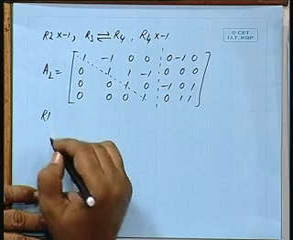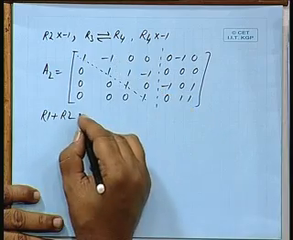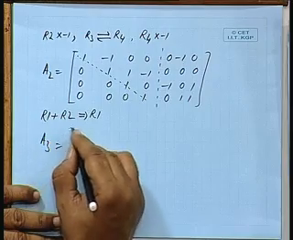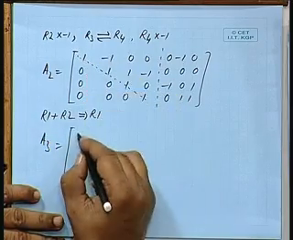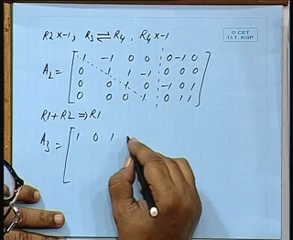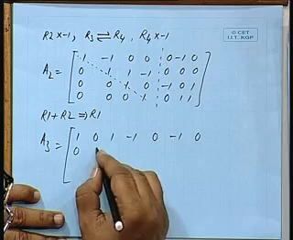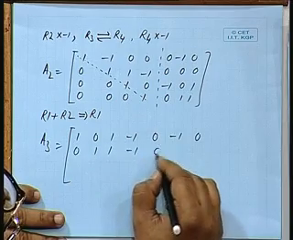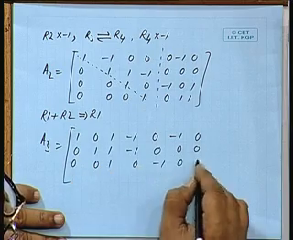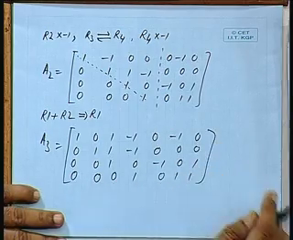Now, R1 plus R2: if I add these two and put it in R1, A3 then becomes 1 0 1 minus 1 0 minus 1 0, 0 1 1 minus 1 0 0 0, 0 0 1 0 minus 1 0 1, 0 0 0 1 0 1 1. Okay.